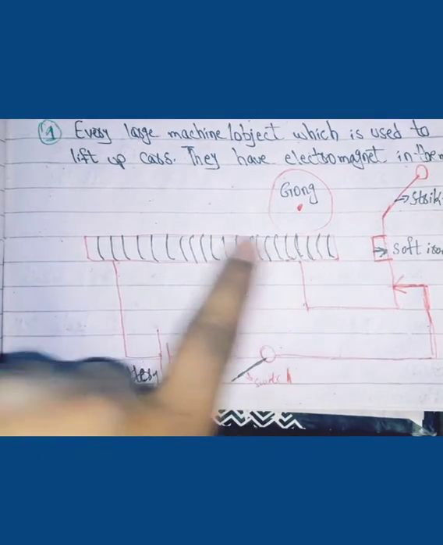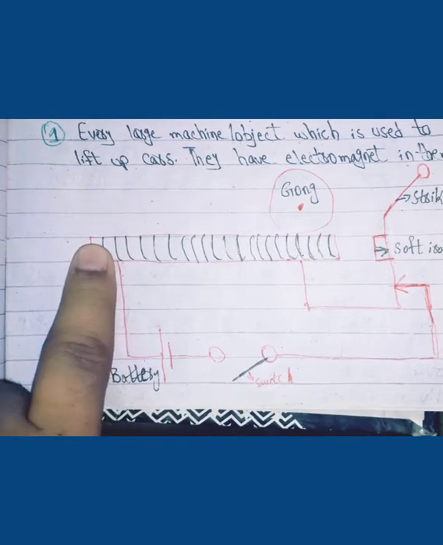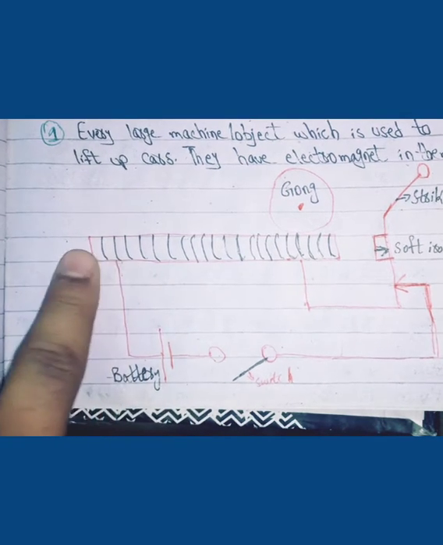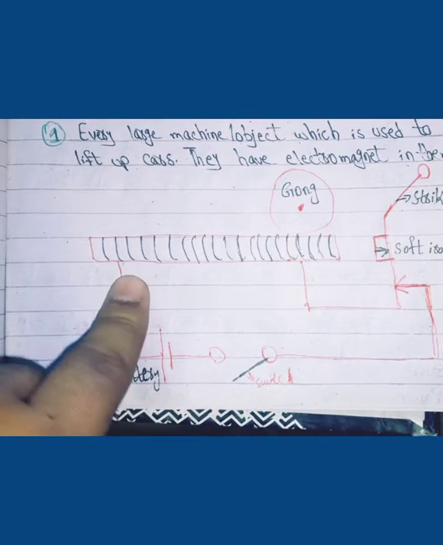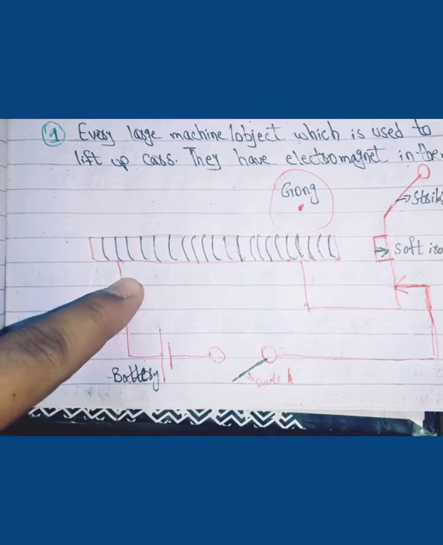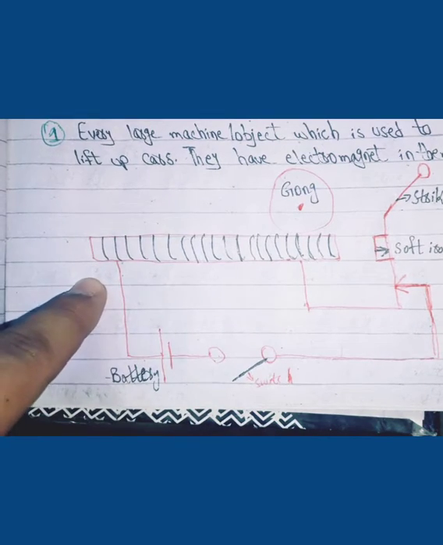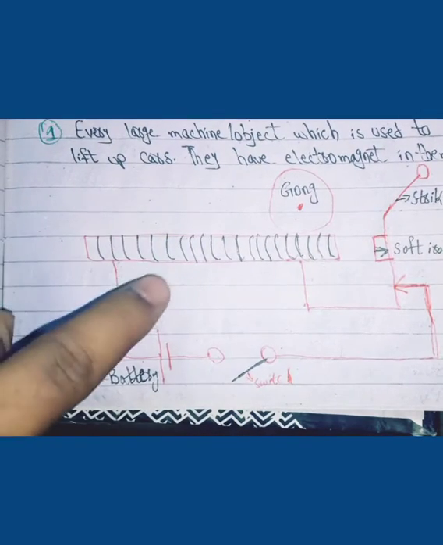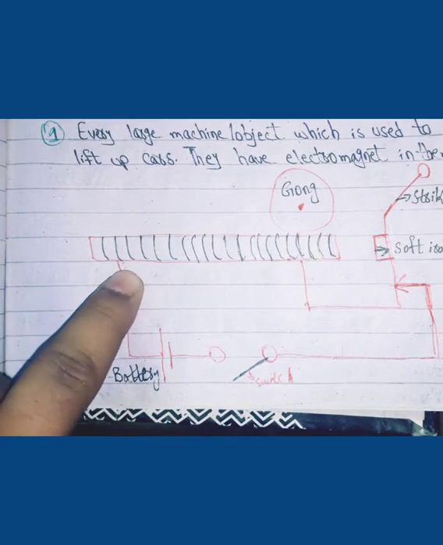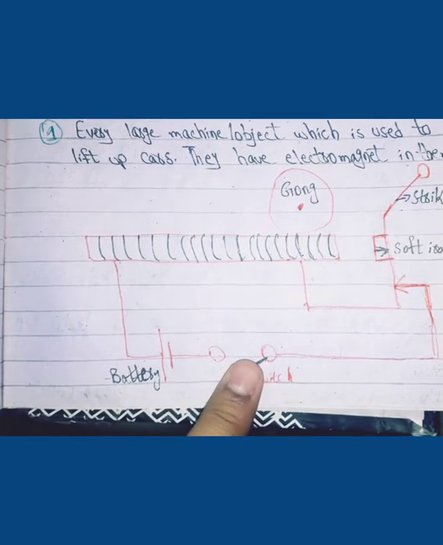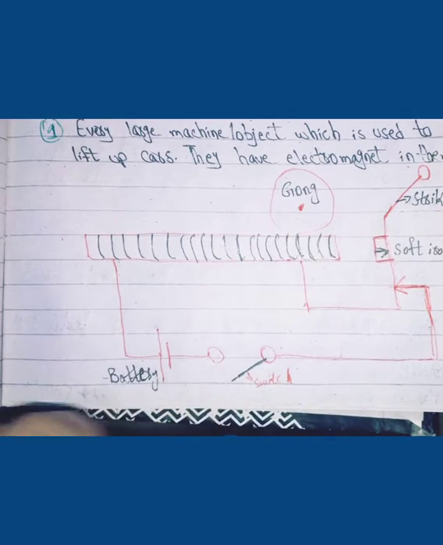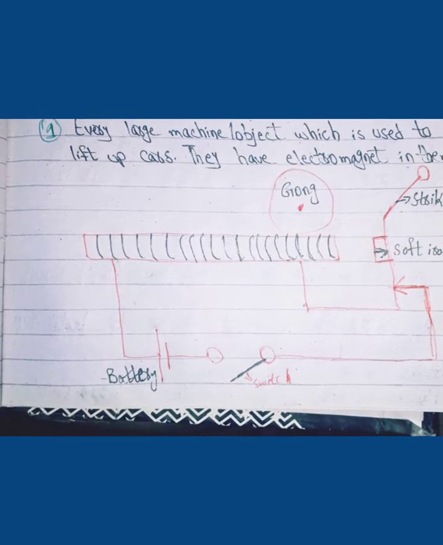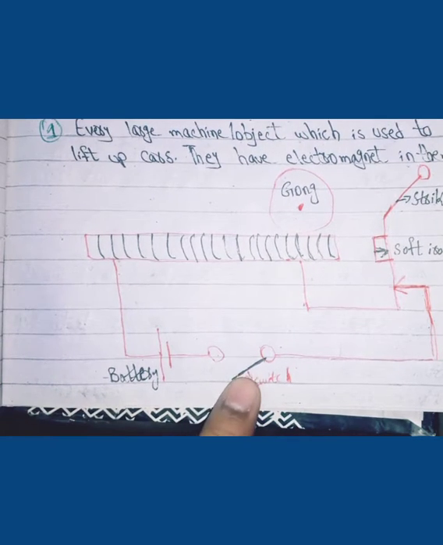Now what's that thing? This is a coil of wire wound around an iron piece. There could be two coils. It acts as an electromagnet when current flows through it. Whenever current flows through it, it acts like an electromagnet. So basically this circuit is incomplete. The reason why this circuit is incomplete is because of the switch. The switch is a break here.